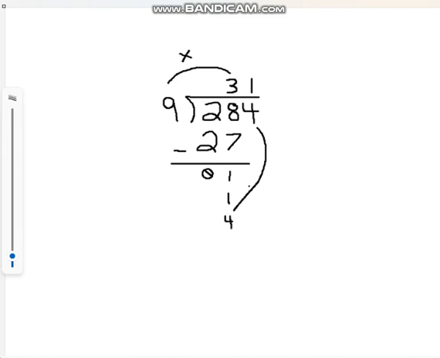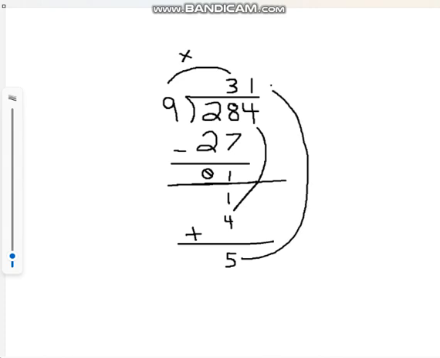And we're not actually looking at this part anymore, so we can just keep this like that. This is really what we're going to focus on here. So I'm going to go ahead and put an add symbol here. And 1 plus 4 obviously is 5. And then the last step is to bring this 5 up here and put a decimal before it. You'll notice we are left with 31.5.